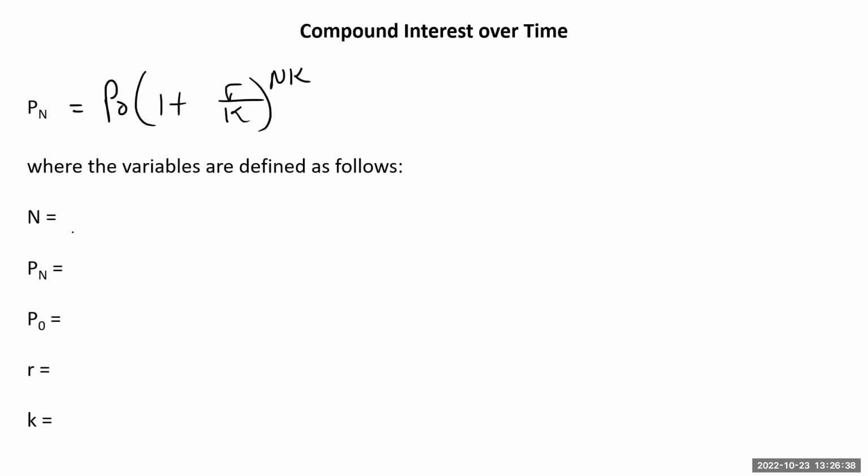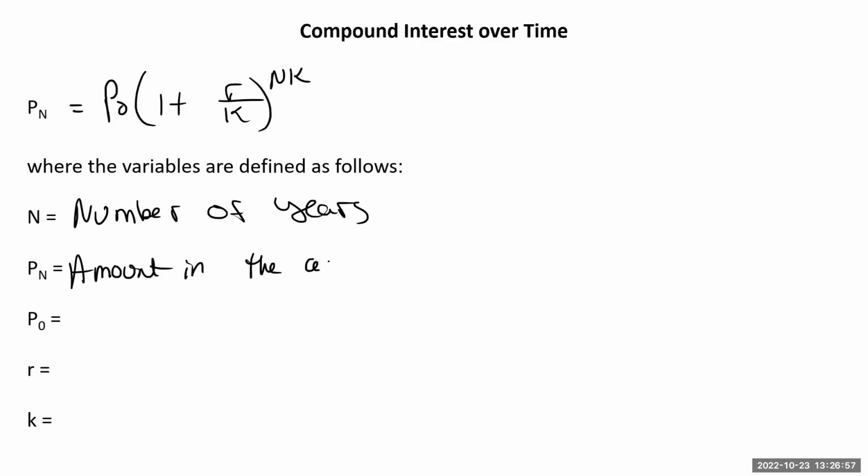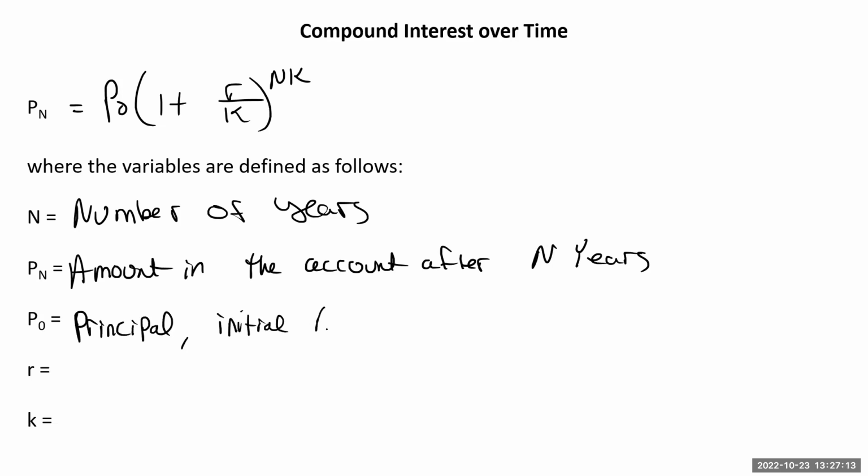So what are these variables defined to be? N is our number of years. Compound interest will always be done with years. P sub n, this is like your A value from simple interest. P sub n is the amount in the account after n years. P sub 0, this is our principal. So this is just like with simple interest, this is our initial amount, our starting amount.